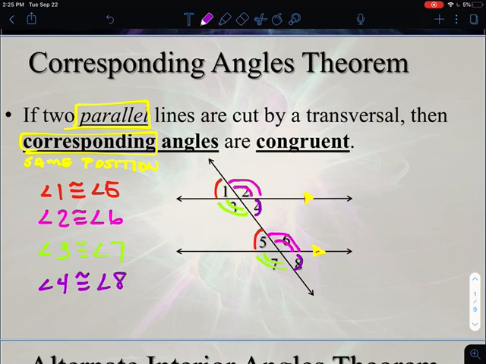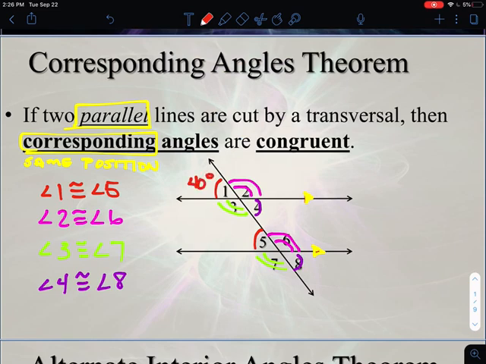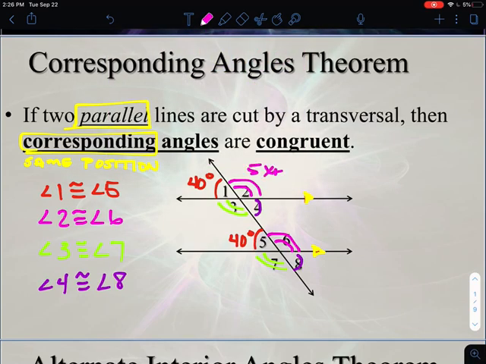So those corresponding angles, when you have parallel lines, are always going to be congruent to each other. So corresponding angles are always the same, meaning if I were to give you that angle 1 was 40 degrees, that means angle 5 automatically has to be 40 degrees. Or if they told you that angle 2 was 5x plus 4 and angle 6 was 4x plus 23, you would set those two equal to each other and then solve for x. So corresponding angles are going to be identical to each other as long as you have parallel lines.